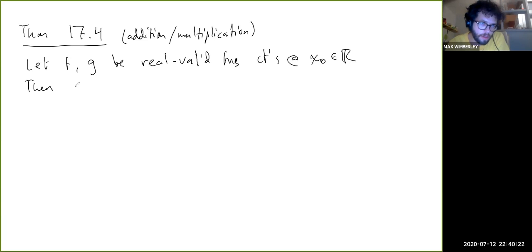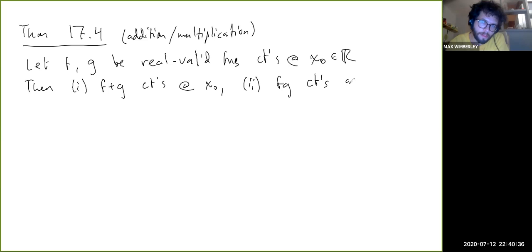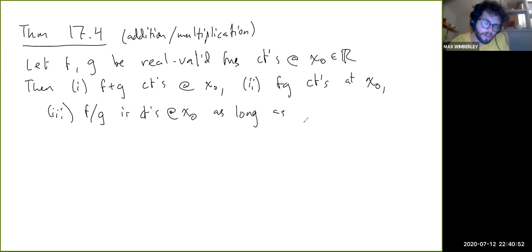Then first of all, f plus g is continuous at x naught. F times g is continuous at x naught. And f over g is continuous at x naught as long as g of x naught is not equal to 0, of course. Okay? Right.